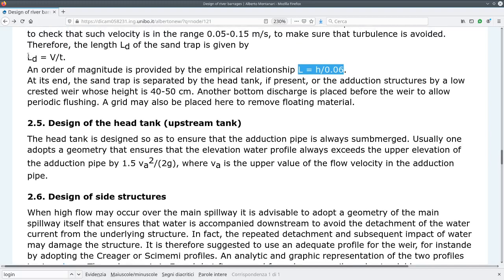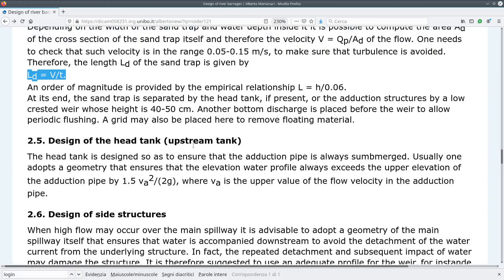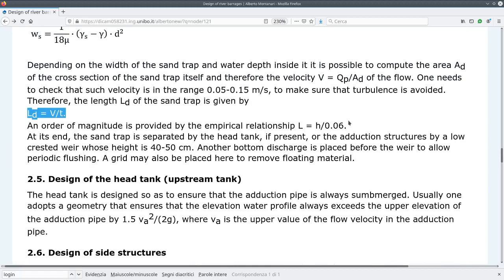This is not correct. Sorry, I'm going to correct it soon. It's not v divided by t, but it's v multiplied by t, the length. And I'm sorry, I noticed even last year that was incorrect, and I forgot to correct it. So I think that's it.